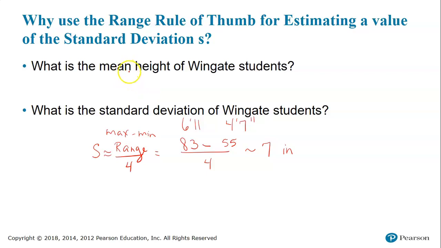So while we know enough about the mean to be able to give some kind of estimate for it, we generally don't know enough about the standard deviation to be able to give an estimate. So if you're asked to give an estimate for the standard deviation, this range rule of thumb can be helpful. It's just simply your maximum minus your minimum divided by 4.